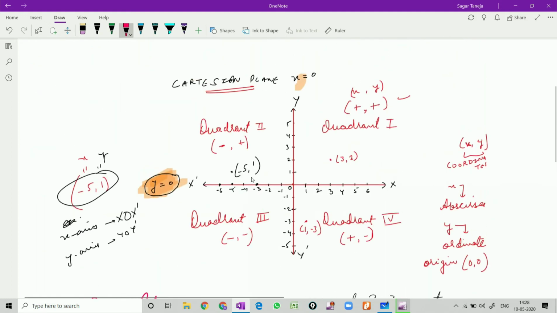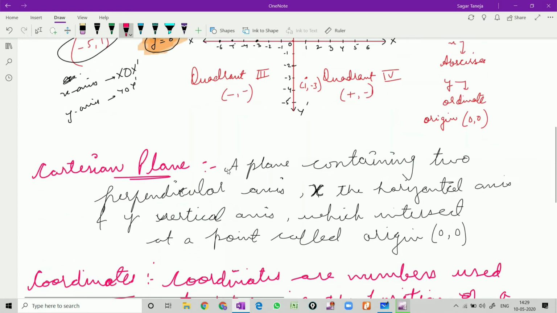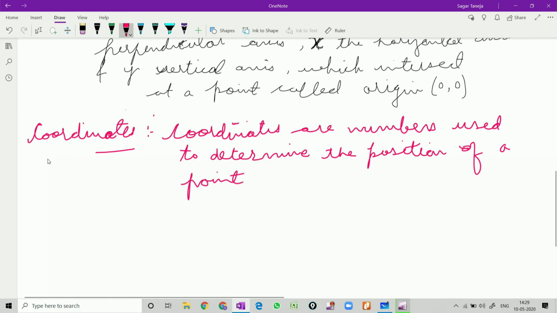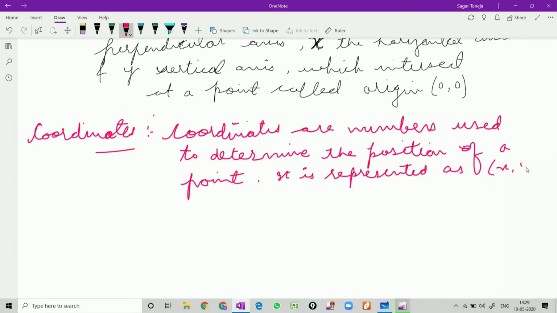The way I have explained here, this is a point which is represented by these two numbers, and these two numbers together, the value of x and y together, are known as coordinates. It is represented as x comma y. Here the value of x, here the value of y, and this is just the position of a point which is represented by the coordinates. Okay, fine. So after coordinates, the next is quadrant.